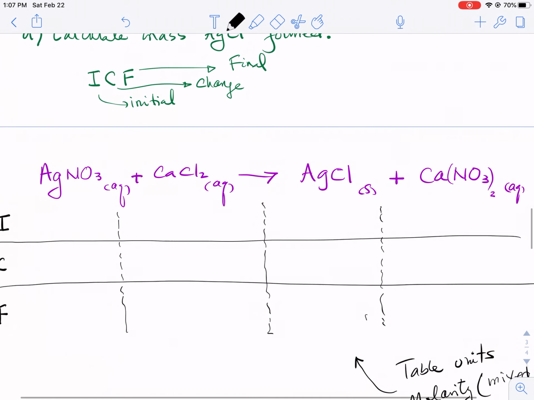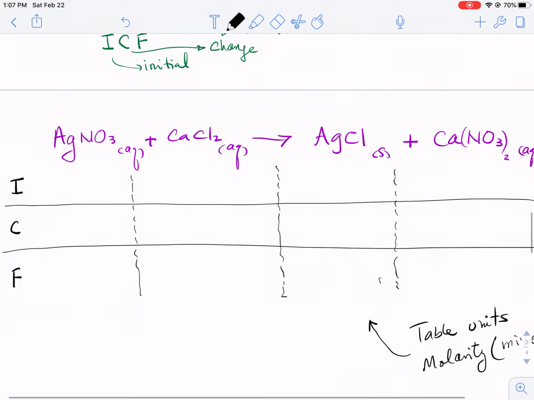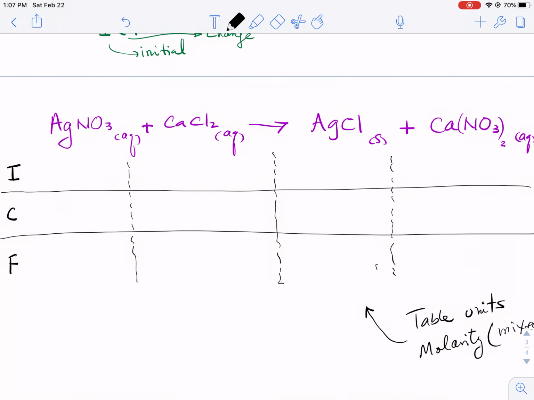So here it is. I'm assuming you solved the problem already. I'm writing my reaction again, and my reaction needs to be balanced for us to do any kind of calculation. In order to balance it, we put a coefficient 2 next to silver nitrate, and a coefficient 2 next to silver chloride. So the reaction now appears to be balanced: 2 silvers on each side, 2 nitrates, 1 calcium, and 2 chlorides. So we can go ahead and solve the problem.